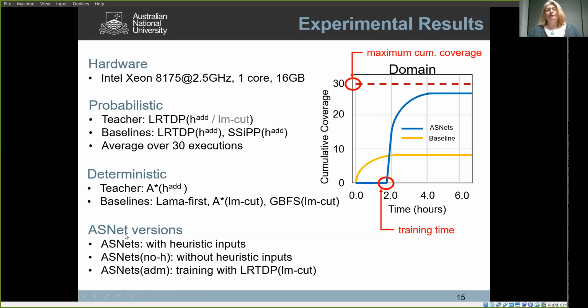All right, so for the ISNet version that I will show you, most of the time I'll only show you the baseline ISNet version, which is ISNet with heuristic inputs. And when there's a difference, I will show you ISNet without heuristic inputs and ISNet trained with admissible heuristics.